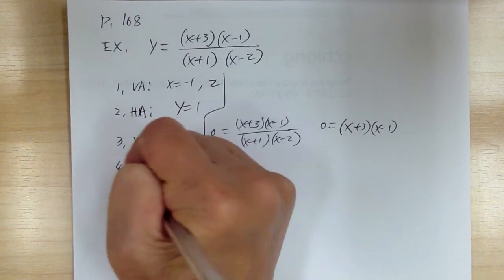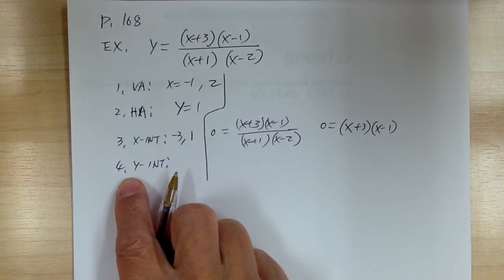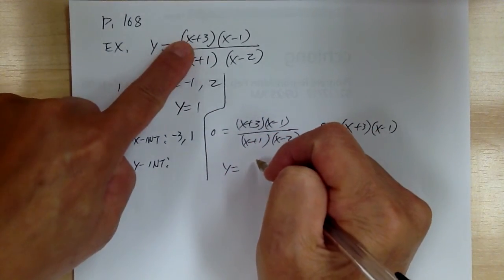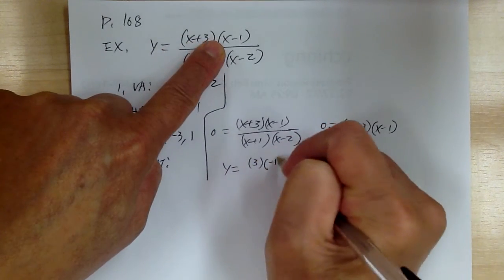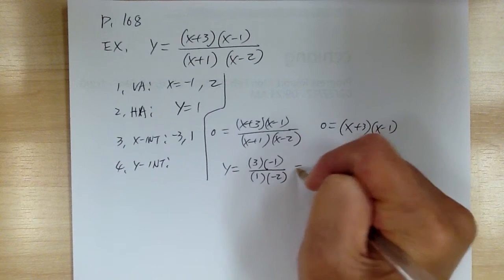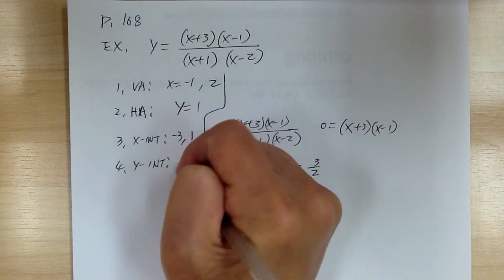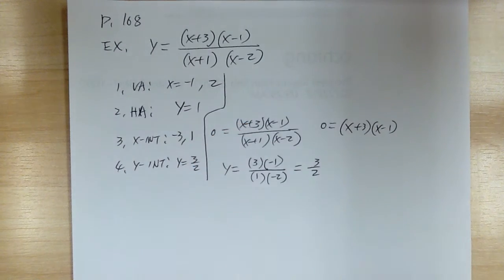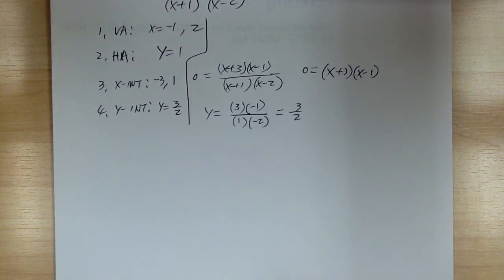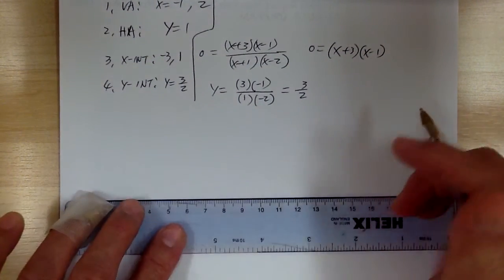And then you're going to get the y-intercept. The y-intercept is when x equal to 0. So if you set x equal to 0, you put a 0 in here, you're going to get y equal to 3 times -1 over 1 times -2. So this will equal 3 over 2. That's all your information. Now go and start to sketch.